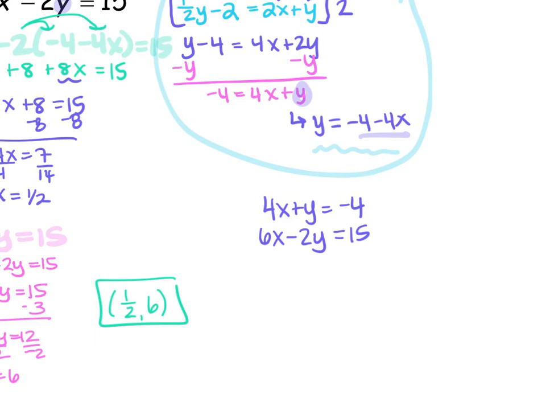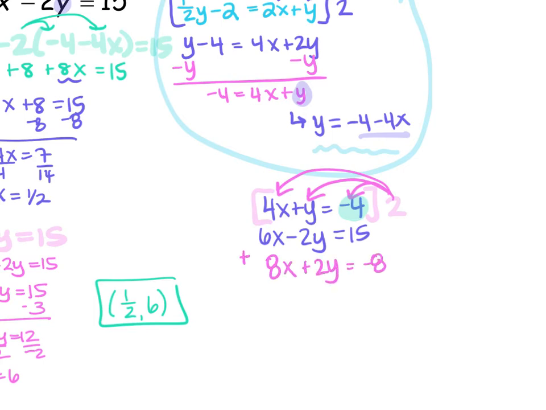I'm not going to do that. Instead, I'm only going to multiply the first equation by 2, because when I do that, the y's are going to cancel. Okay, so you're going to distribute the 2 to everything in here. A lot of people often forget to distribute that 2 to the number on the other side of the equation. So this will be 8x plus 2y is equal to negative 8.